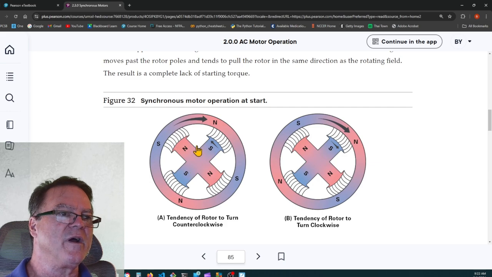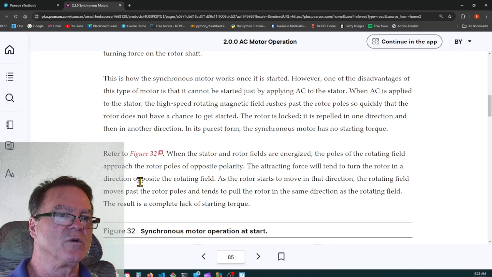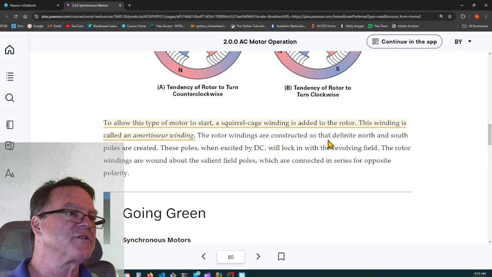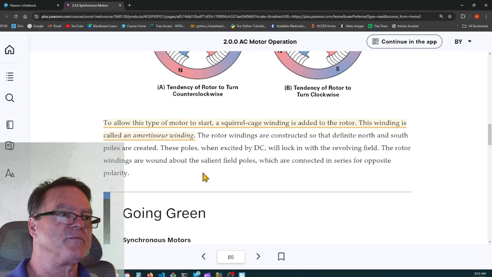So here are your main windings, and then they'll have a small winding in between here. And it's a little added, like they said, basically it's a squirrel cage rotor. Rotor windings are constructed so that definite north and south poles are created. These poles, when excited by DC, will lock in with the revolving field. The rotor windings are wound about the salient field poles, which are connected in series for opposite polarity.